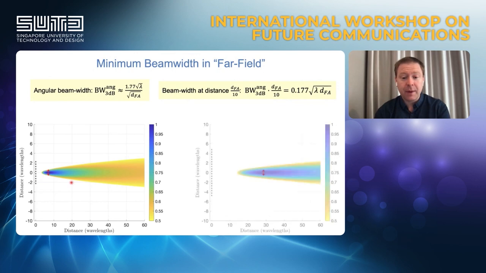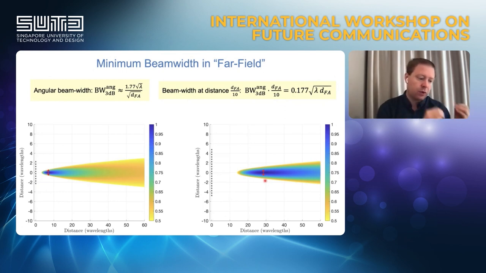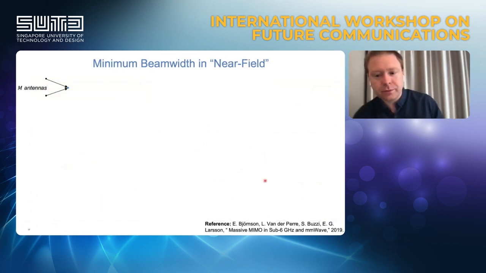If I make my array longer, so now it's between 5 and minus 5 wavelengths, so it's 10 wavelengths long, my distance of the Fraunhofer distance divided by 10 moves to the right here. So now it's at a larger distance. And if I keep the same width here as here, you see that the 3 dB beam width actually becomes longer. So we are not shrinking the size of the focus area when we make the array bigger. It's just that it's closer and closer, and you see the same kind of width.